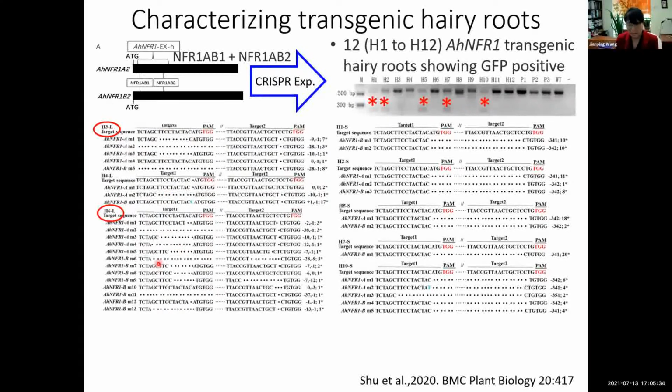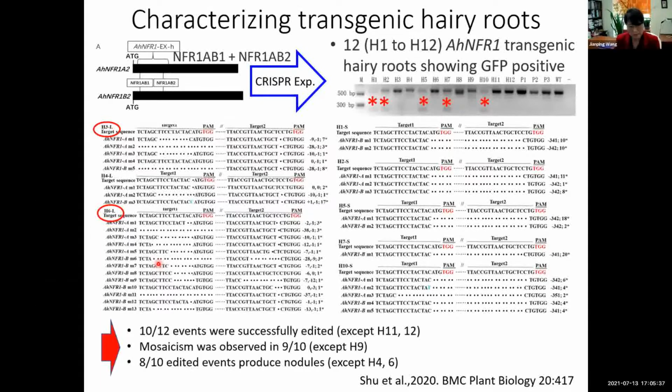So with this, we summarize all of the results, and here is what we get. 10 out of the 12 events were successfully edited, and mosaicism, with a mixture of different types of editing, was observed in 9 out of 10. The majority of them have this kind of mosaicism, and 8 of them, which include the completely edited ones, still produced nodules, which tells us this gene is not required for nodulation in peanut with non-root-hair infection.